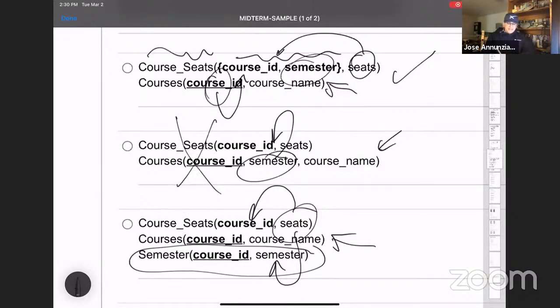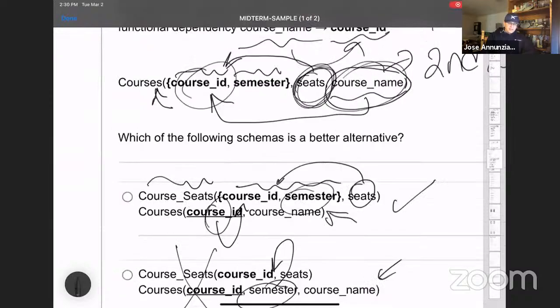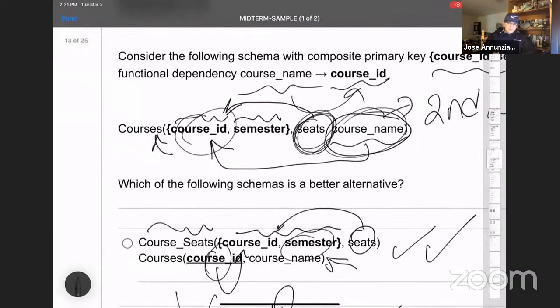So instead of trying to relate a particular course and a seat, that's kind of saying that for the same course, you're always going to have the same seat. That makes no sense, right? So yeah, that's not good. So we're going to keep this first one, right?